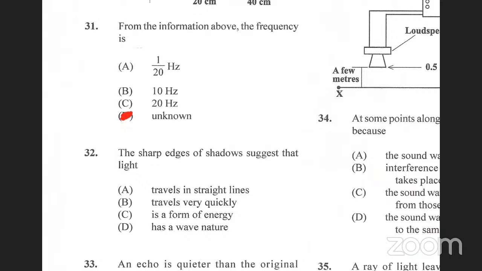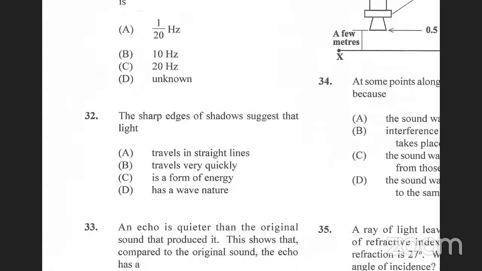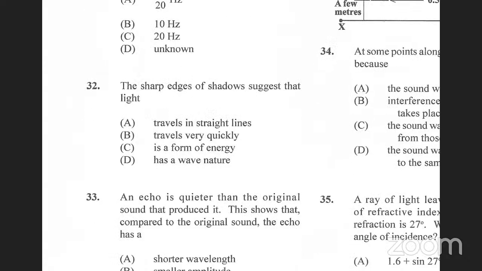The sharp edges of shadows suggest that light travels in straight lines. Otherwise it could go around and give blurriness. Either it passes through or it doesn't pass through, because it's going in straight lines.